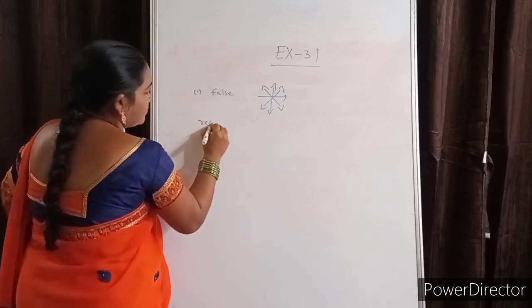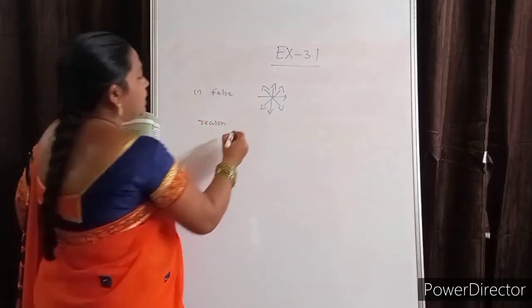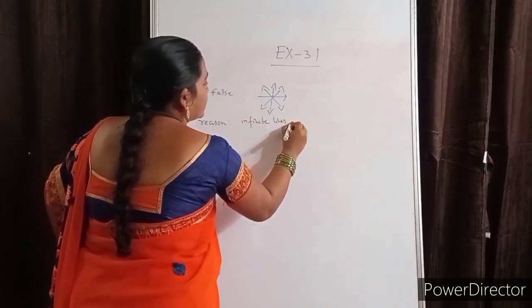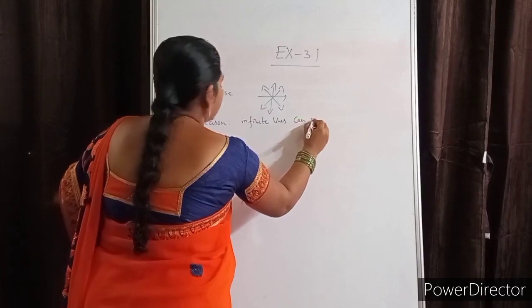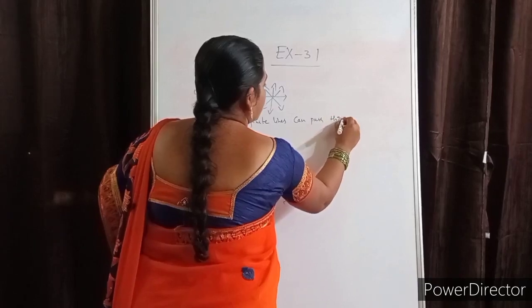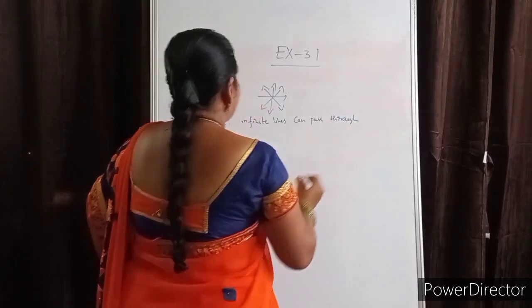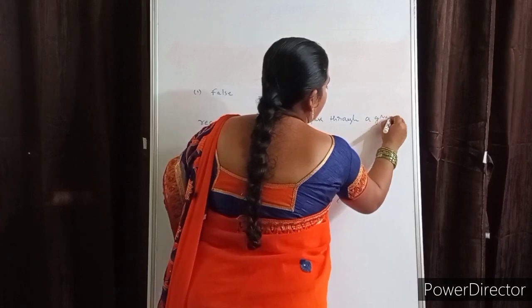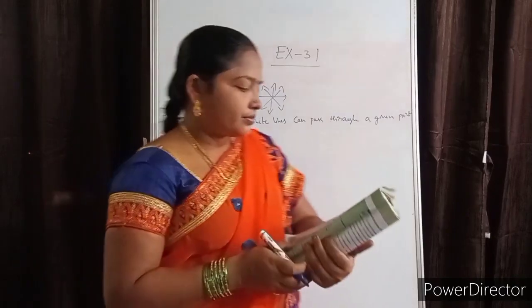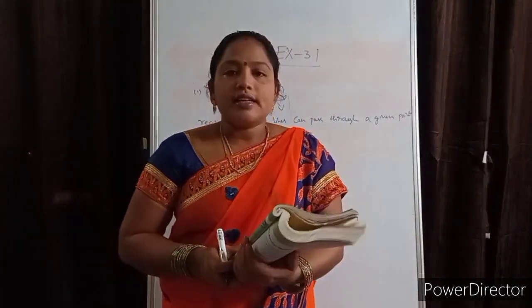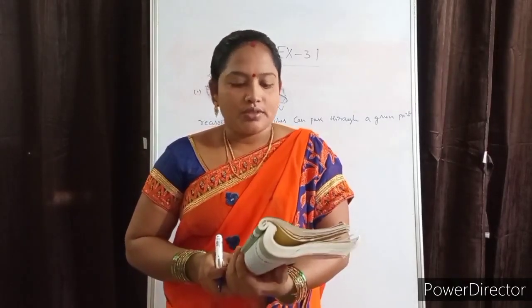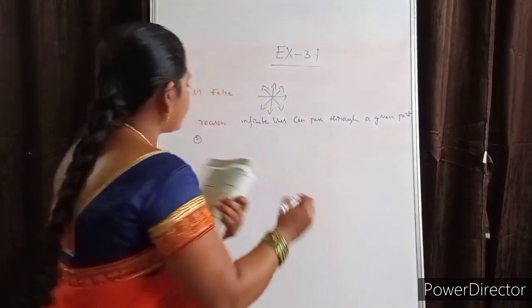Reason: infinite lines can pass through a given point. Second one: all right angles are equal. This is true. All right angles are equal.